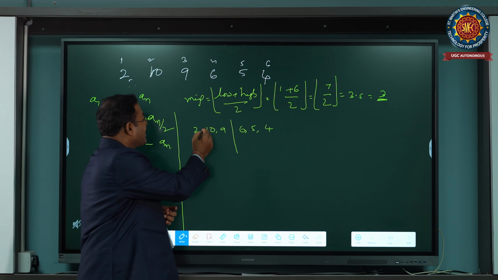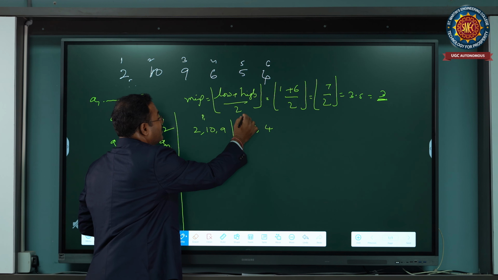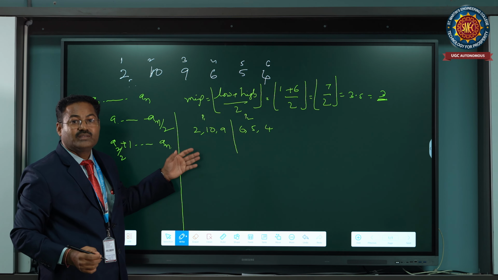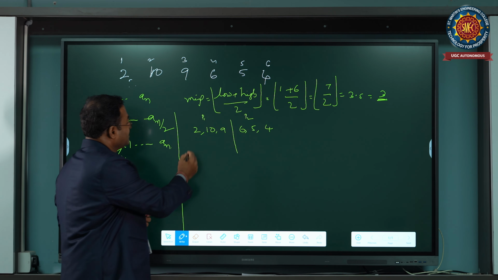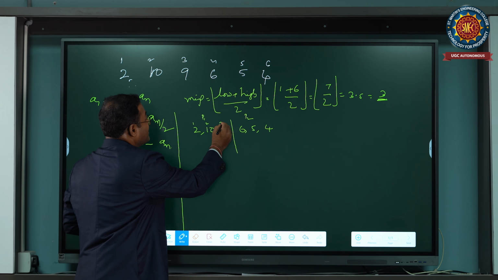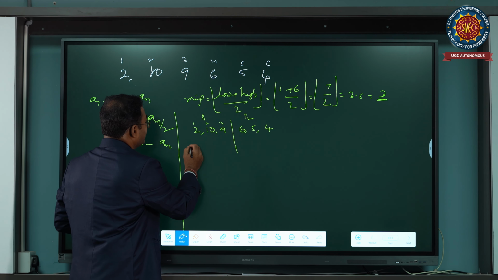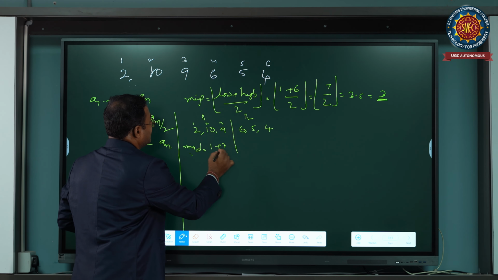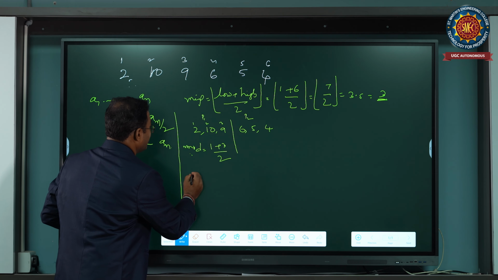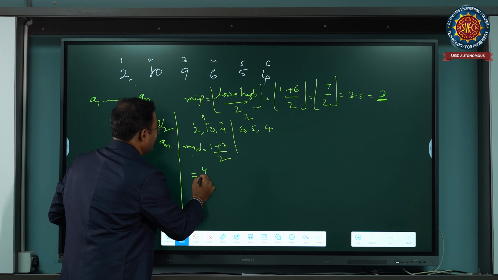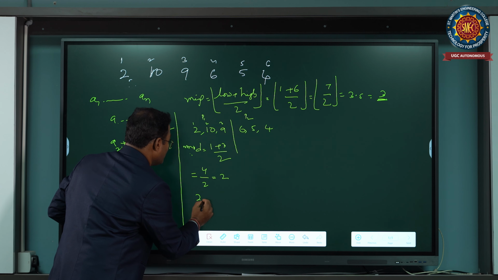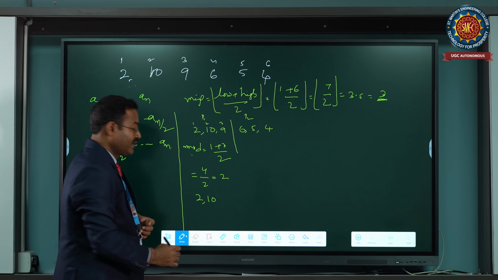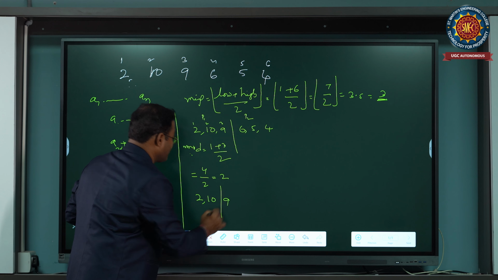Right? And again I divide the problem into P1 and P2. Now again I have 3 elements: 2, 10 and 9. Again I have to find mid. Mid is 1 plus 3 by 2, which is 4 by 2, equal to 2. This means 2 and 10 is one sub-problem and 9 is one sub-problem.